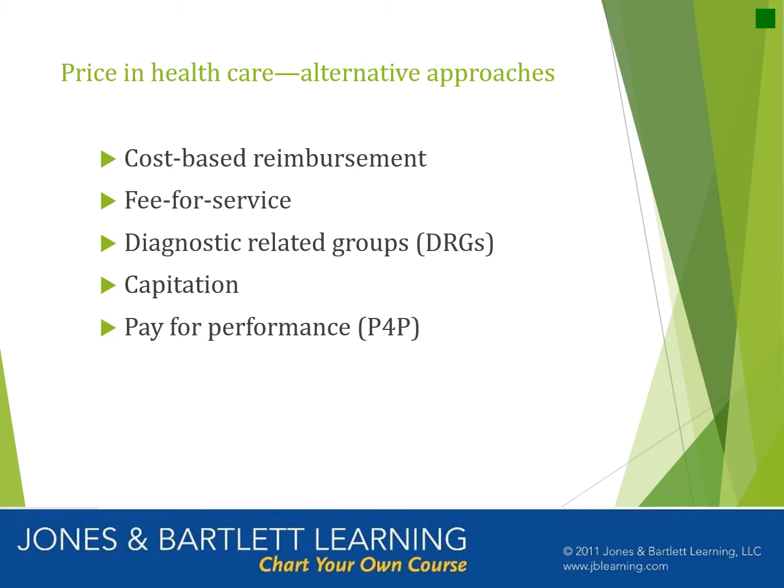So some ways that we do pricing, and this is really from your finance class, but these are different ways that we're reimbursed in healthcare. So cost-based is one, fee-for-service, DRGs, capitation, and pay-for-performance. So you'll be familiar with all of those from finance. But as you know, we get paid in a lot of different ways, and it's part of what adds the complexity to our system because there are so many different ways.